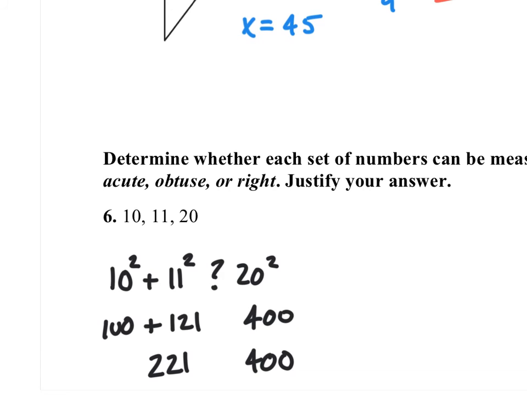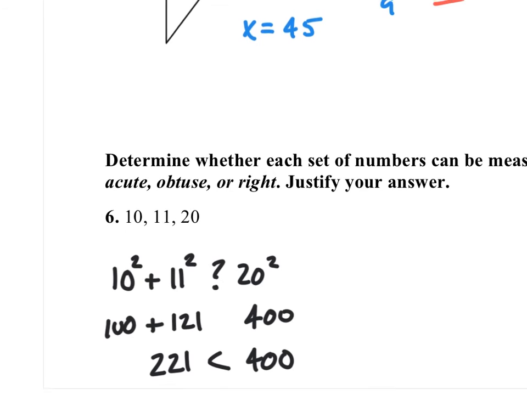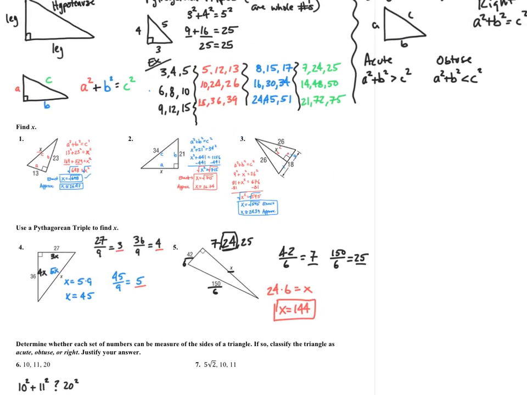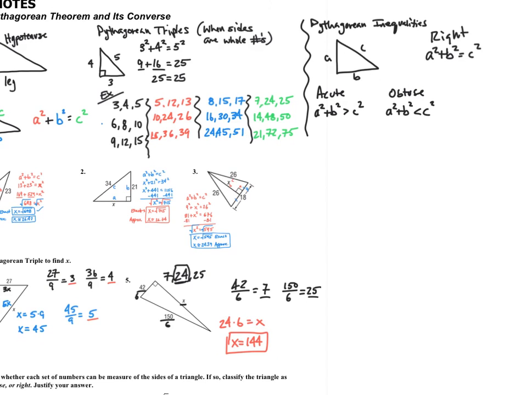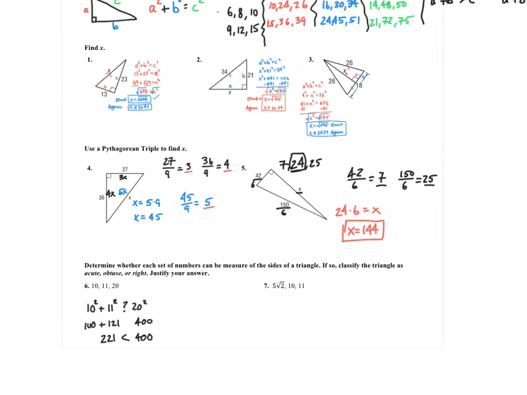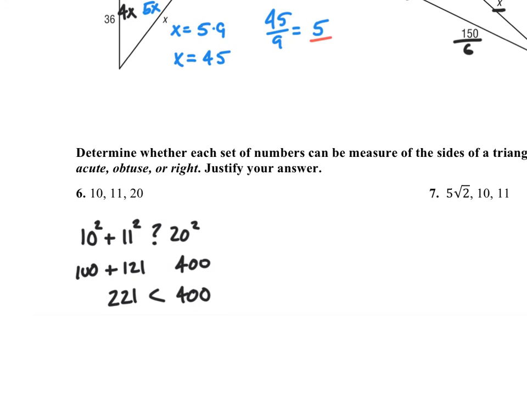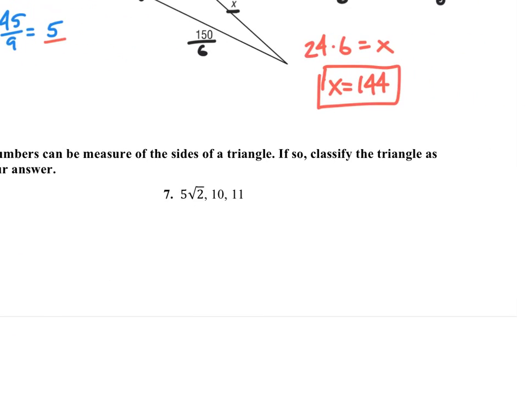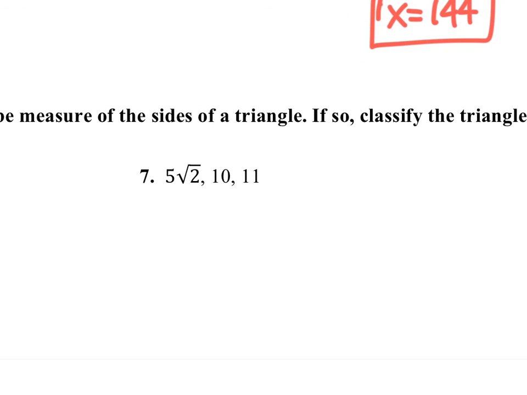Now what I know is that the hypotenuse is much bigger. Okay, and since the hypotenuse is much bigger, I'm looking up over here and I know that this is obtuse. If the third side, the longest side, squared is bigger than the sum of these two sides, then we have an obtuse triangle. So this is obtuse.